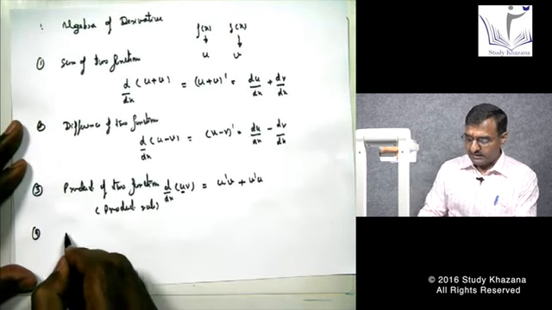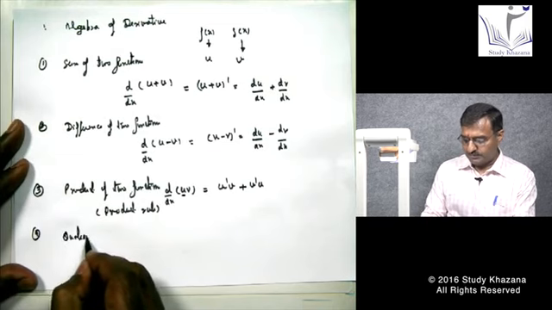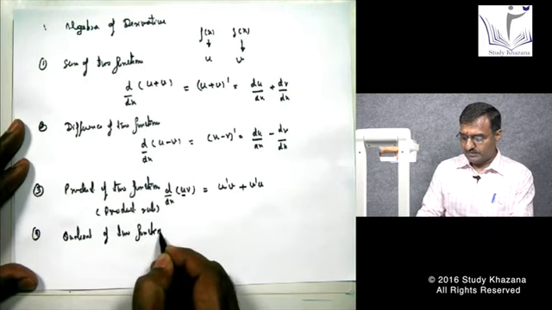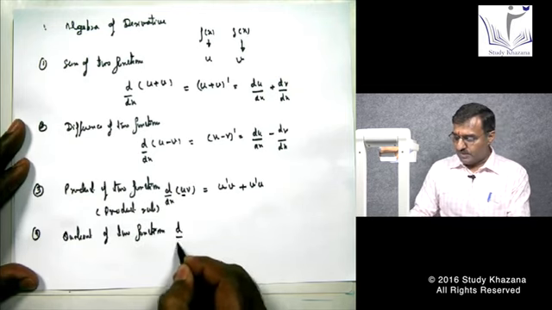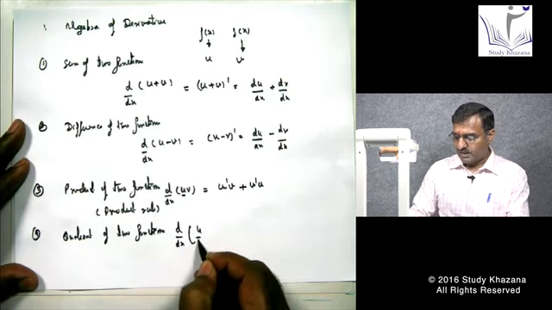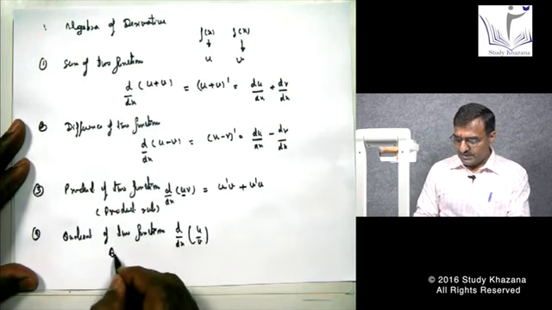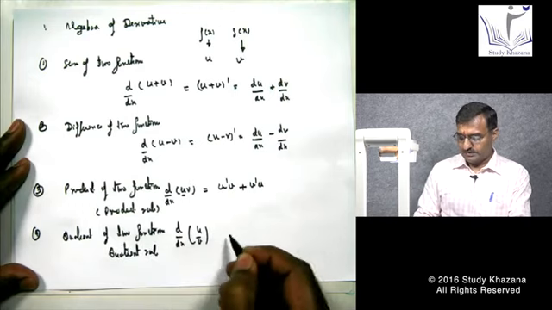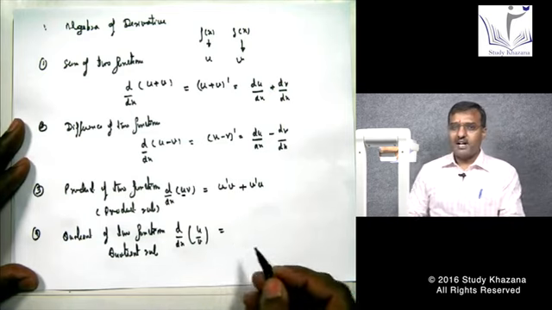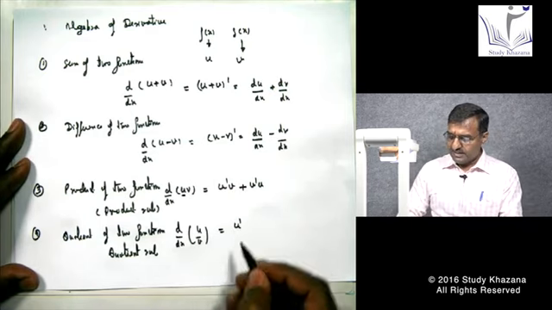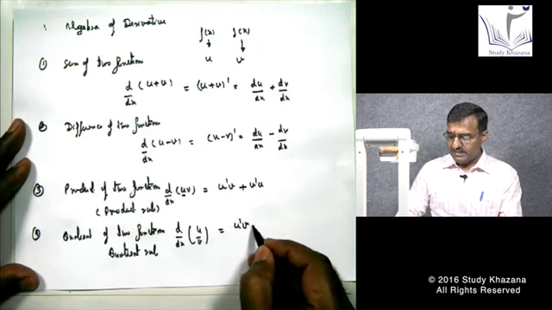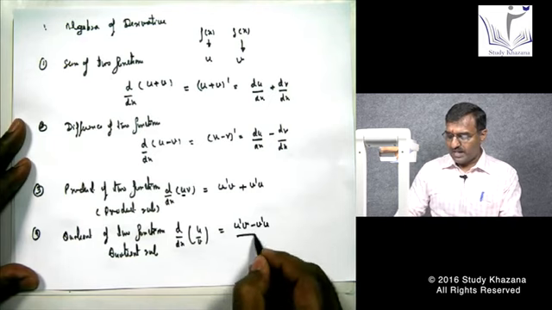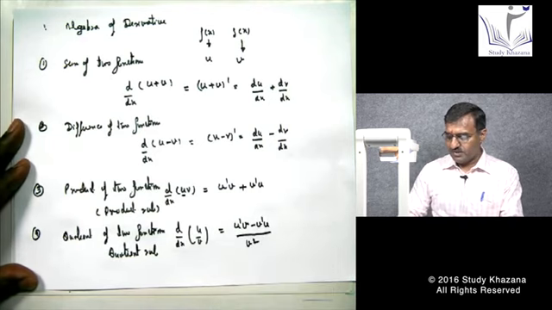Now the fourth one is the quotient of two functions. Now I will write here d by dx of u by v. This is known as the quotient rule. How do we write this derivative? First the derivative of u, u dash, with v as it is, minus the derivative of v, v dash, with u as it is, divided by v square.